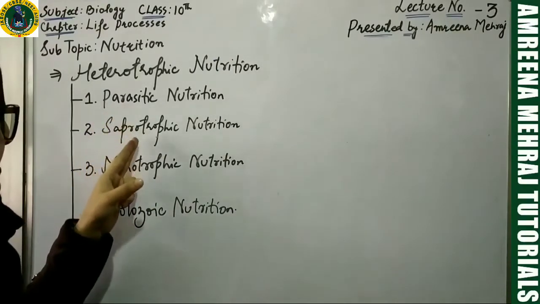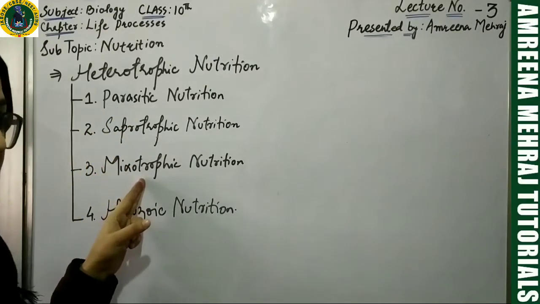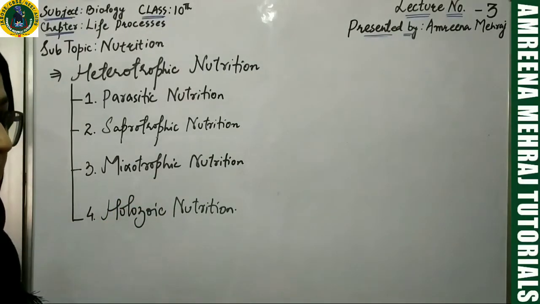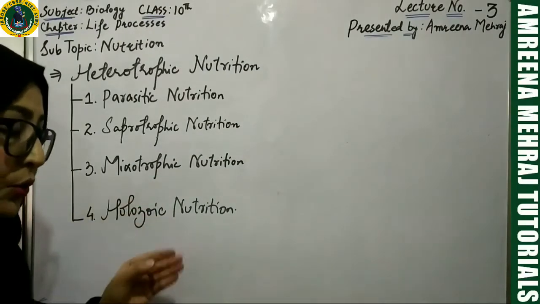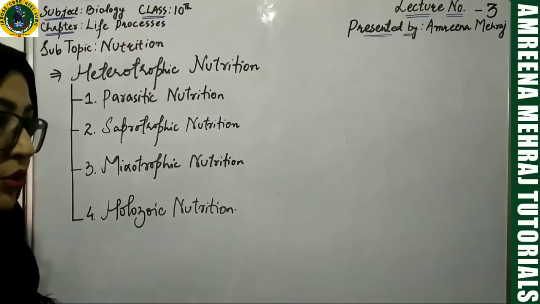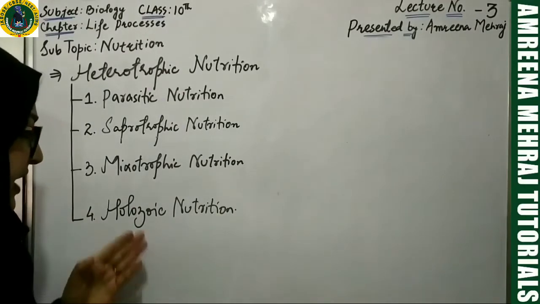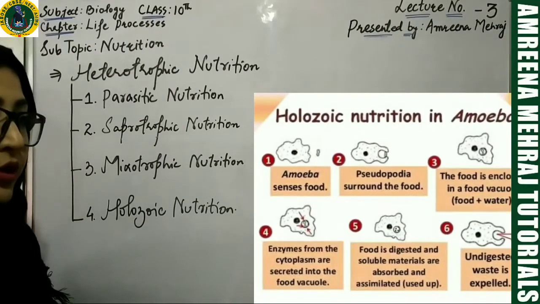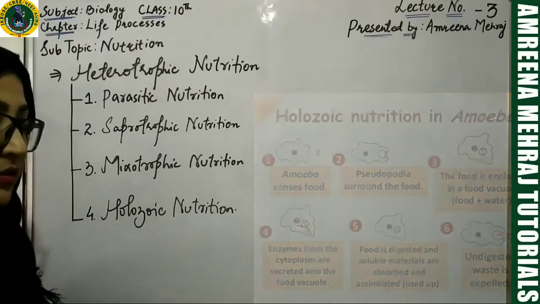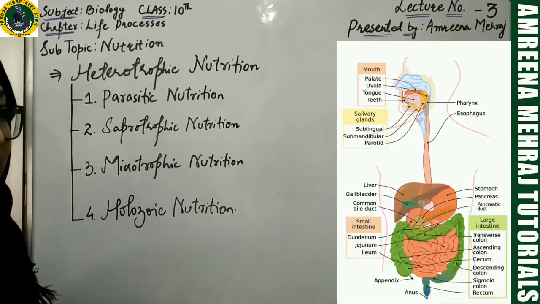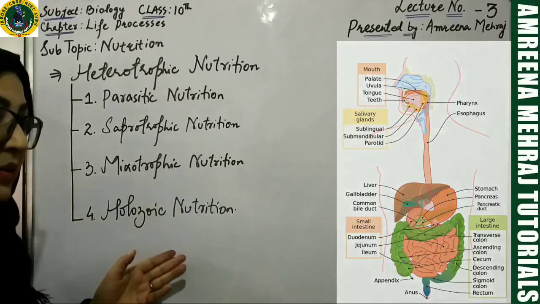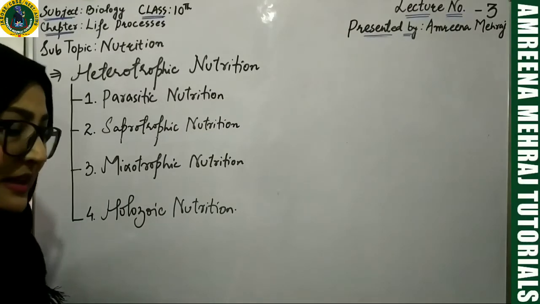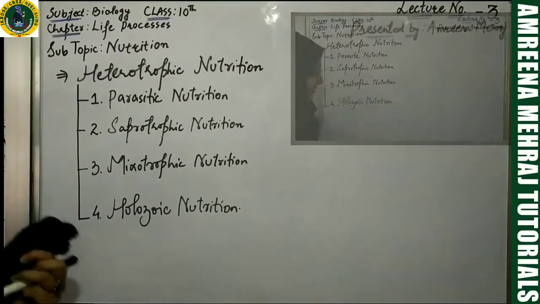As far as parasitic, saprotrophic, and mixotrophic nutrition are concerned, I have given you the detailed account of these modes of nutrition in lecture number 2. Now we are left with holozoic mode of nutrition. Since it involves a couple of examples, we have to go into the holozoic mode of nutrition in amoeba, and then into the holozoic mode of nutrition in man. So this topic we are going to touch today. The topic for today is going to be holozoic mode of nutrition. Let us begin the topic itself.